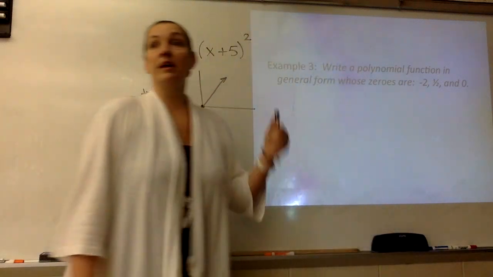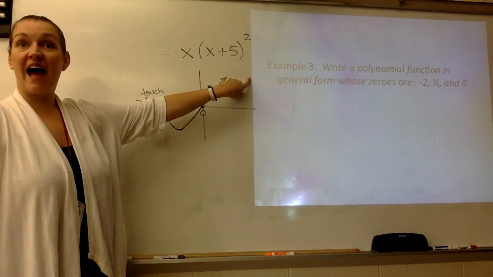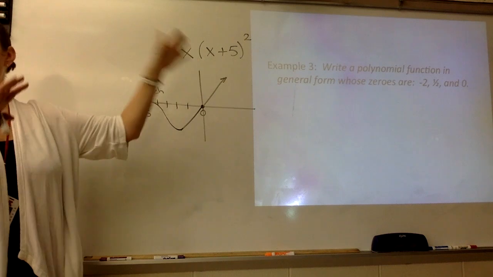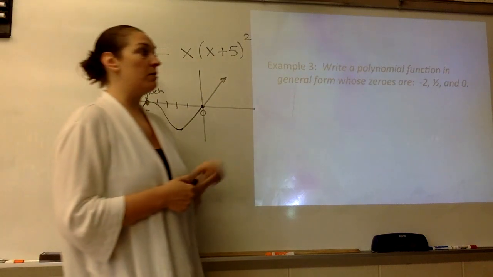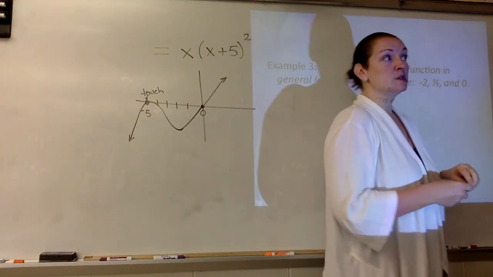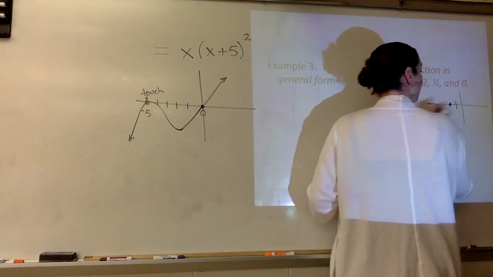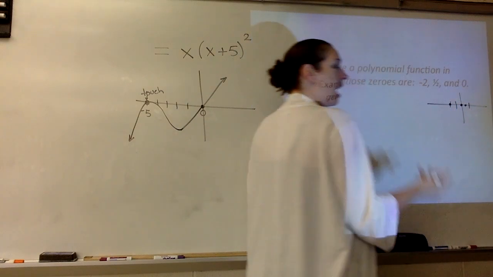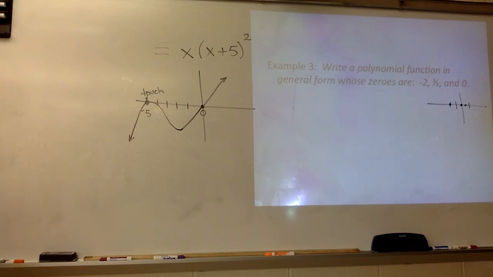Do you remember earlier I did that problem where I drew the purple and drew the connection, the factor, going back to the intercept form? Here is the working backwards portion of this. Write a polynomial function in general form whose zeros are negative 2, 1/2, and 0. What they're telling you is that at negative 2 I have an x-intercept, at 1/2, and I also have one at 0. I have 3 intercepts. I don't know anything else about the polynomial except for that.